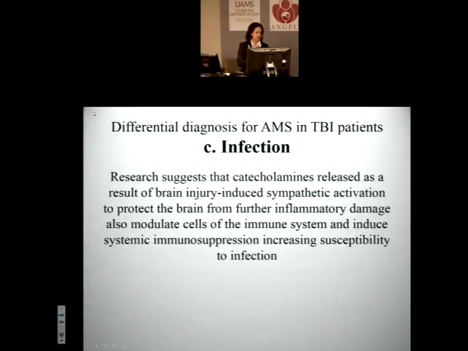Next on my list is infection. Research studies suggest that catecholamines released as a result of the brain injury induced sympathetic activation to protect the brain from further inflammatory damage also modulate the cells of the immune system and induce systemic immunosuppression, increasing the susceptibility to infection. This is a very interesting way for us to think about our patients, in that they may be in some way immunocompromised as a result of their injury.